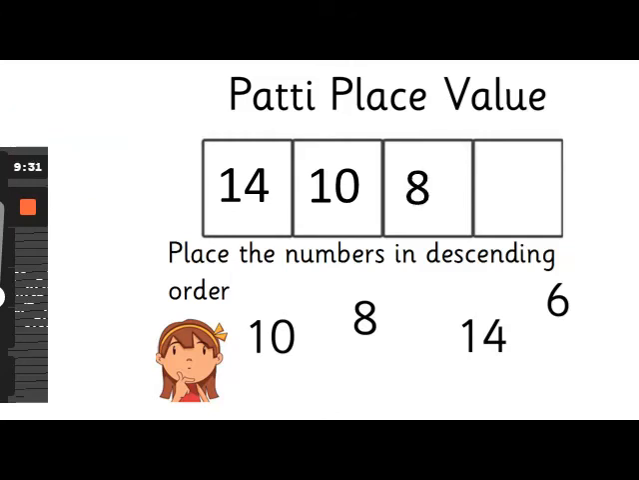Brilliant. It is 8. And our last number, work out what that one is now. It's 6. Well done. So we've got 14, 10, 8, 6. Our numbers are in descending order. You can see that they start at the biggest number and it's getting smaller. It ends on our smallest number, which is 6. Well done. Really, really good. Read those numbers to yourself now.